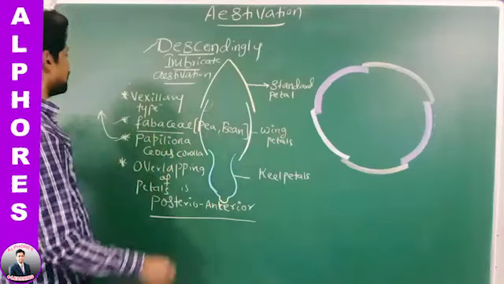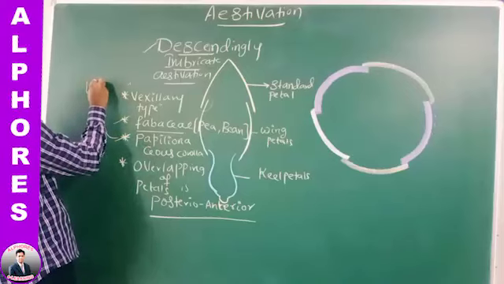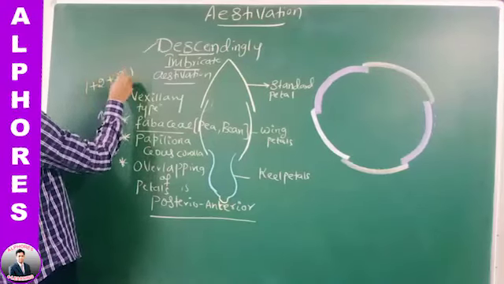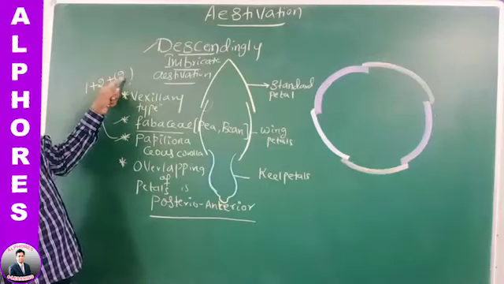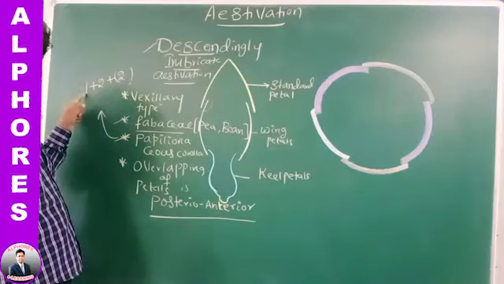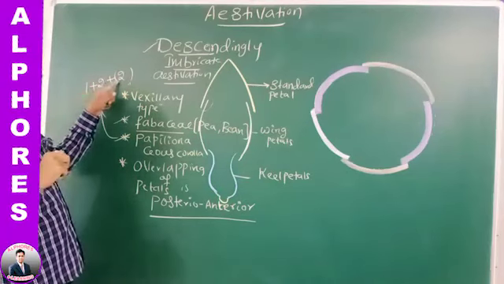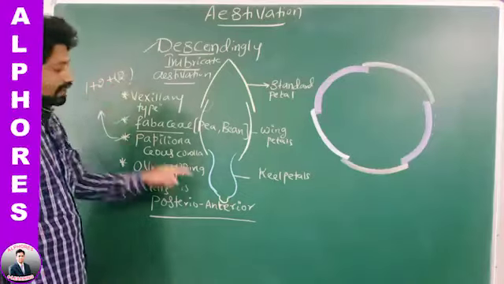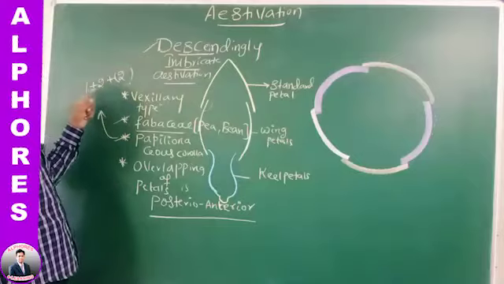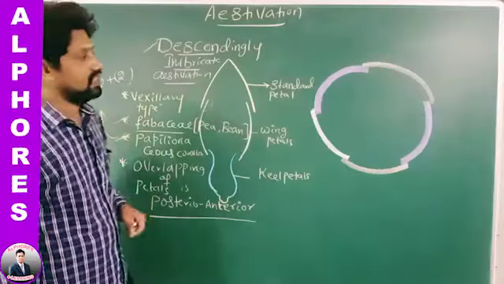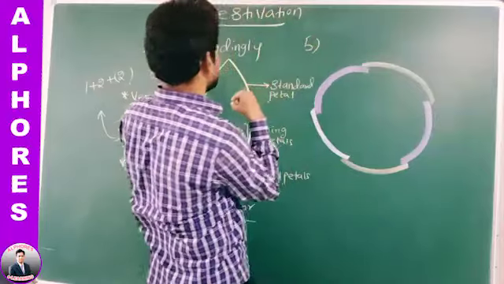Now listen here. We can write this papilionaceous corolla as 1 plus 2 plus 2. Why? 1 is the standard petal, 2 are wing petals, 2 are keel petals. These 2 keel petals are fused at the base, so I kept them inside the brackets. Therefore, 1 plus 2 plus 2. Descendingly imbricate estivation is completed.